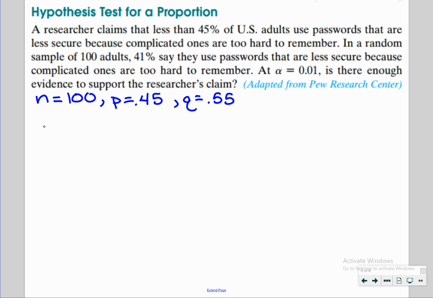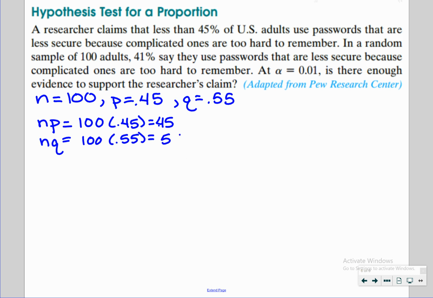0.55. So let's go ahead and test NP and NQ as our first step to make sure that we meet the conditions we need to. So this will be nice and pretty because N is 100. 100 times 0.45 gives me 45. And 100 times 0.55 gives me 55. Both of those are greater than or equal to 5.